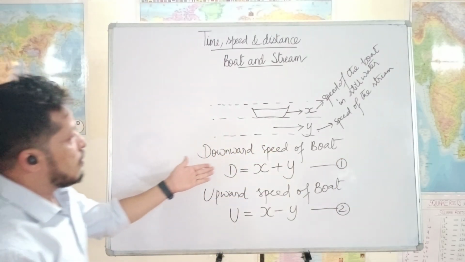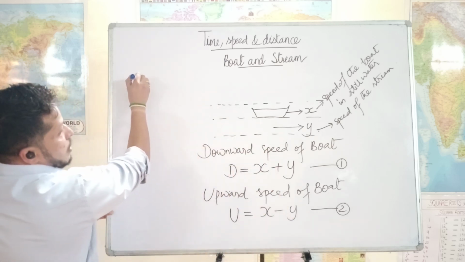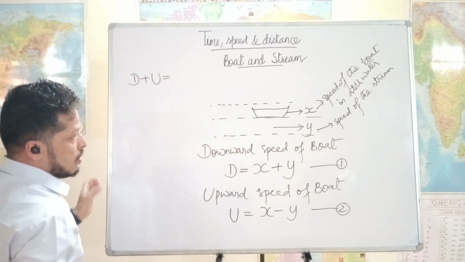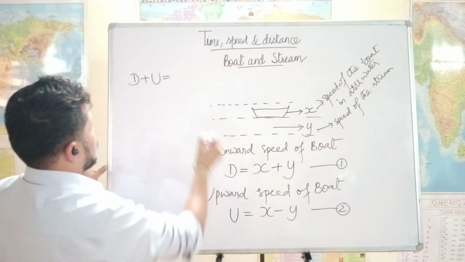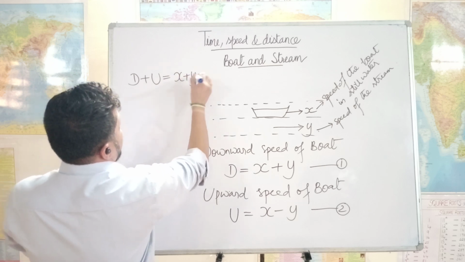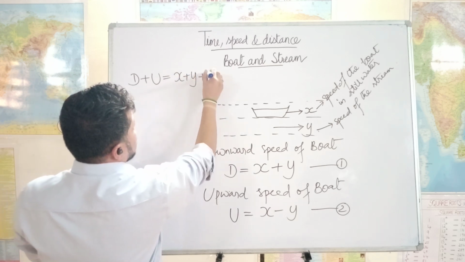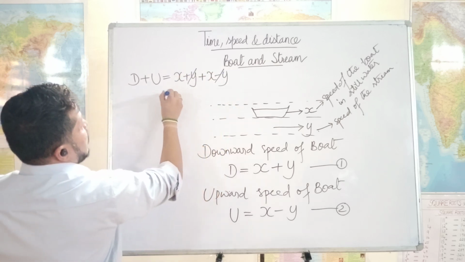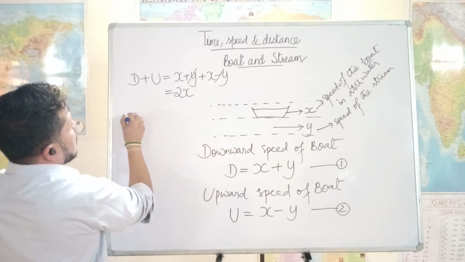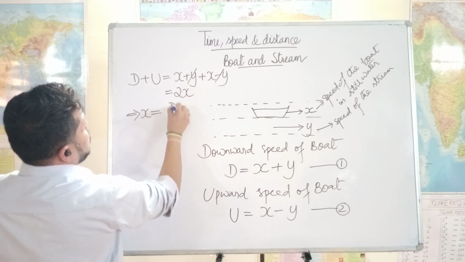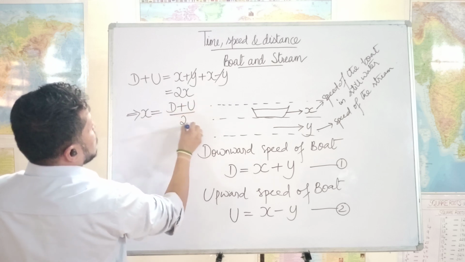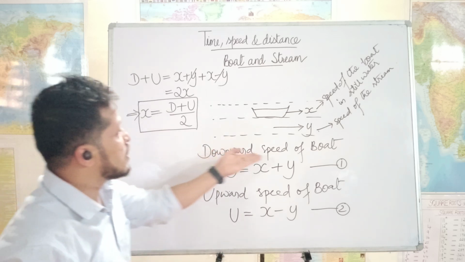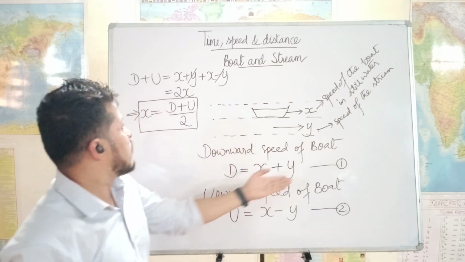Using them, let's add 1 and 2. Then what do we get? If we add 1 and 2, d plus u is equal to x plus y plus x minus y. So plus y minus y gets cancelled. So we'll get 2x. That means x is equal to d plus u by 2. That means we can find the speed of the boat in still water if we know the downward speed of the boat and upward speed of the boat, right?